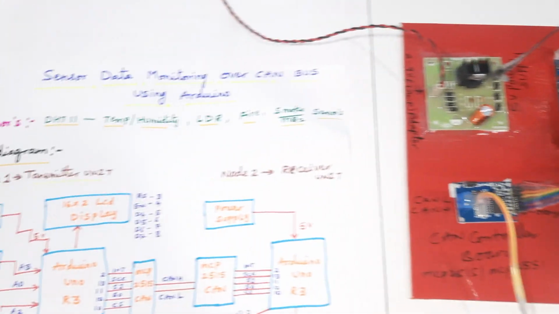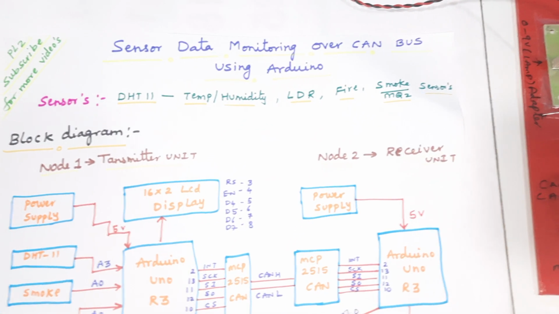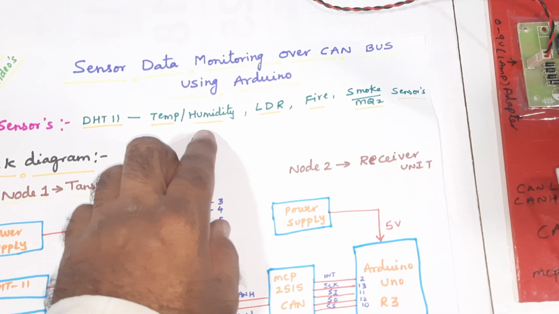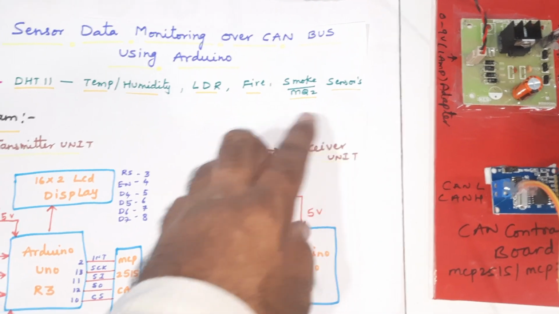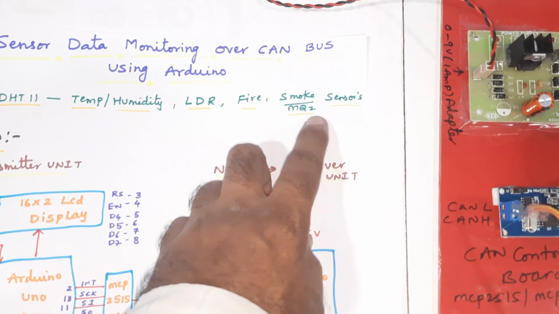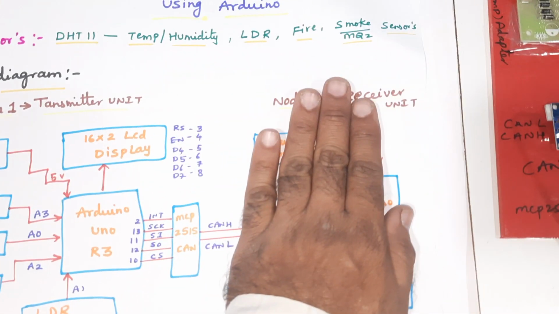The project title is Sensor Data Monitoring over CAN Bus using Arduino ATmega328 microcontroller. The sensors are the DHT11 temperature humidity sensor, LDR sensor, fire sensor, and MQ2 gas or smoke sensor. We are using two parts: one is the transmitter part, another one is the receiver part.